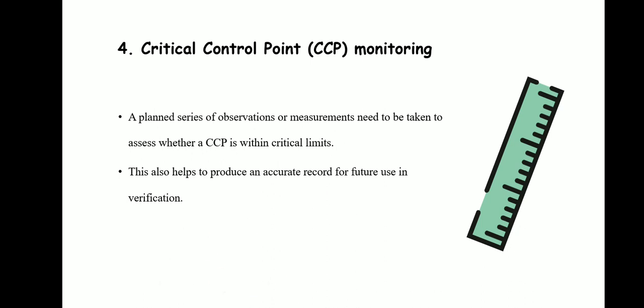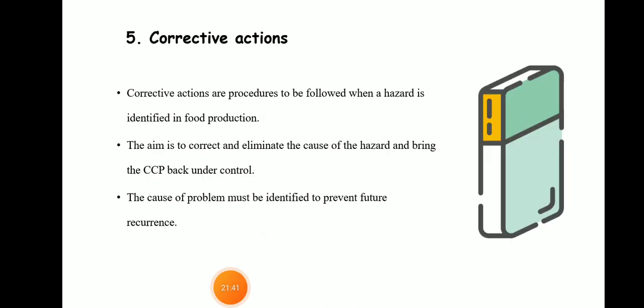The next principle talks about corrective actions. Corrective actions are procedures to be followed when a hazard is identified in food production. The aim is to correct and eliminate the cause of the hazard and bring the CCP back under control. The cause of the problem must be identified to prevent future recurrence.